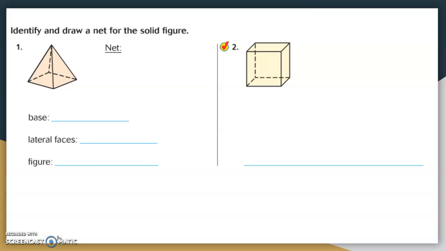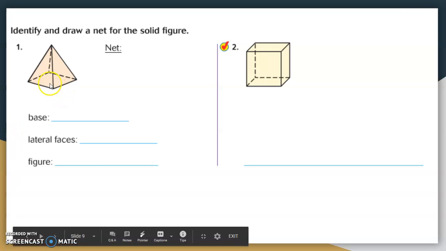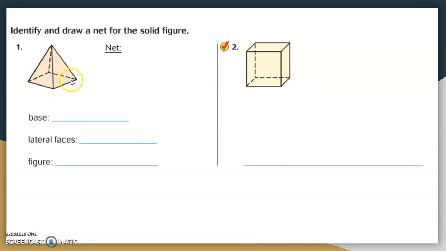All right, so for number 1, we've got identify and draw a net for the solid figure. So if we look at the base, it kind of looks like a square, but, well, according to the book, yes, we're going with a square. So it looks like a square, so we're going with a square base. The lateral faces are all triangles. So that means that this would have to be a square. It's got one base too, so that would mean it would have to be a square pyramid. So then we draw the net.